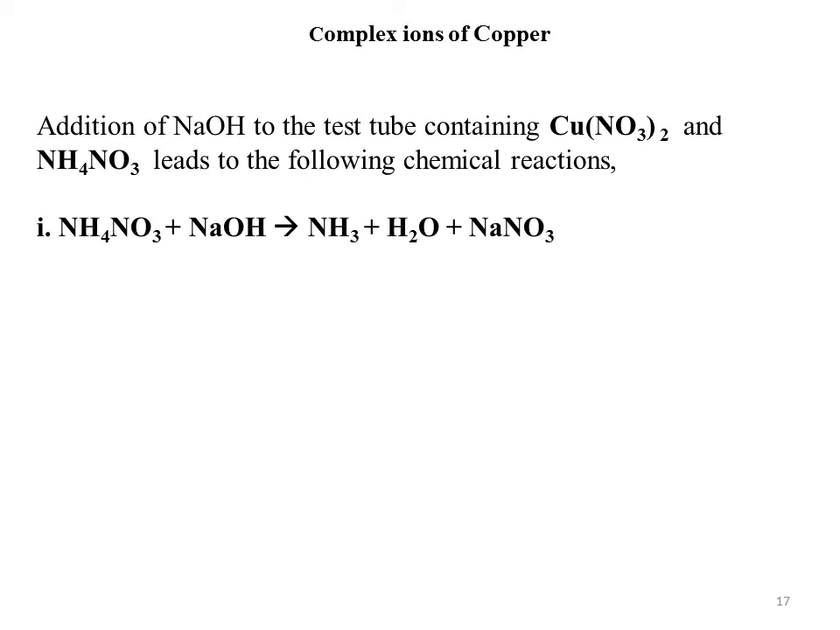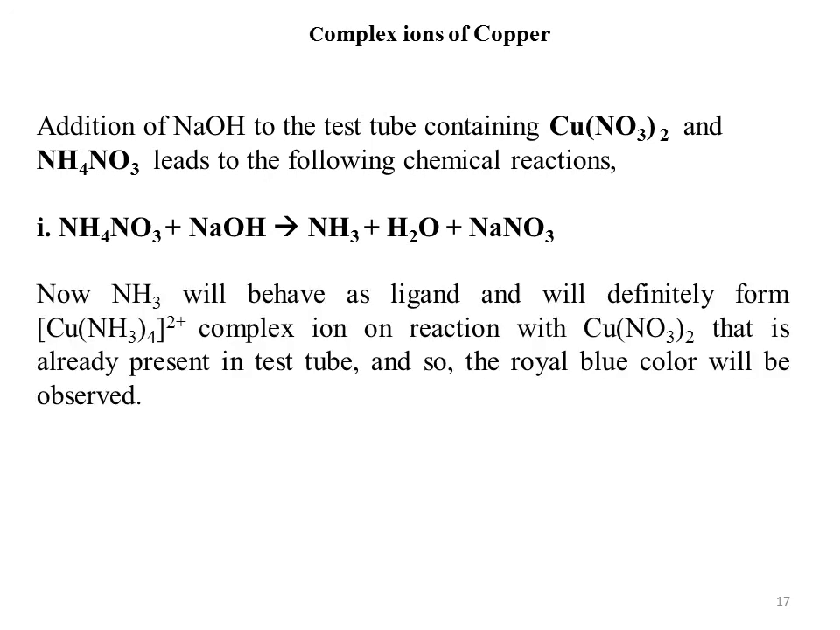Ammonium nitrate reacts with sodium hydroxide. Here sodium hydroxide is reacting with the ammonium part and producing ammonium hydroxide, which we can write in the form of ammonia and water as it is written in this equation, and sodium nitrate is formed. Now ammonia has been produced, so it will behave as a ligand here. That's why you can see the tetraamine cuprate(II) ion complex appearing in the form of royal blue color.